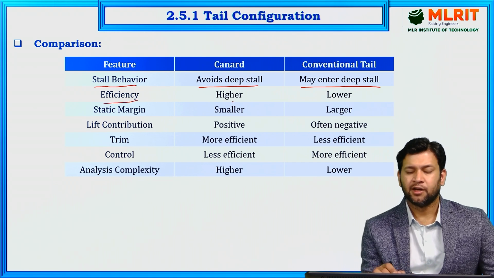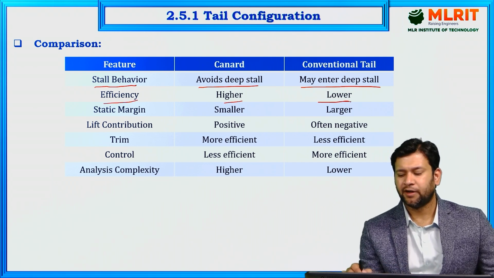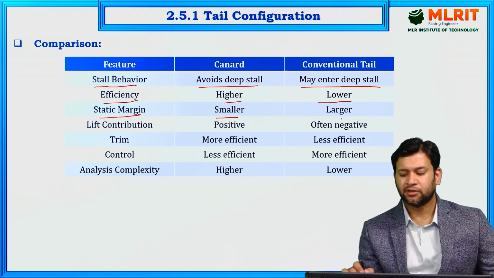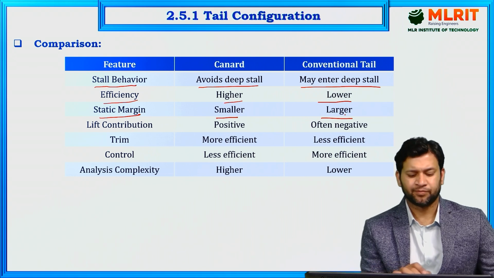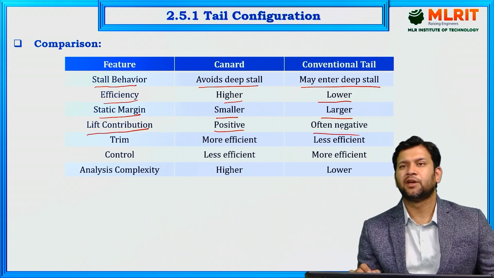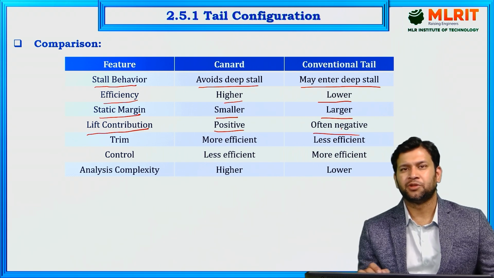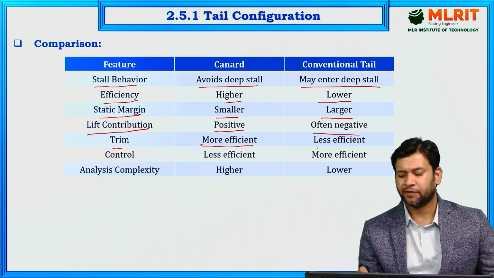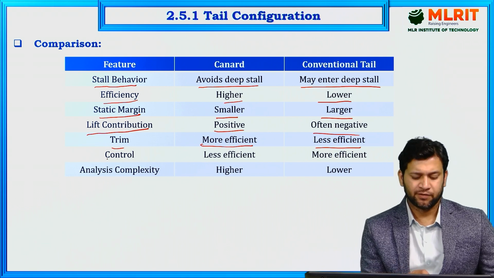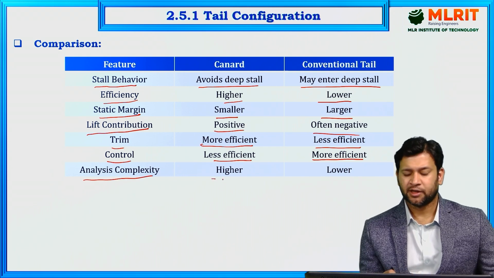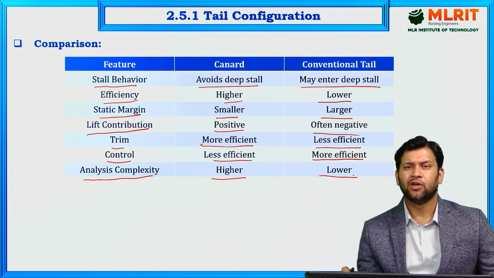For efficiency, canard is having higher and conventional tail will be having lower. Static margin, canard will have smaller, conventional tail will have higher. Lift contribution, canard will have positive lift contribution and conventional tail will often have negative contribution. Trim, canard is more efficient and conventional tail is less efficient. For control, canard is less efficient and conventional tail is more efficient. Analysis complexity, canard is having higher, conventional tail is having lower.